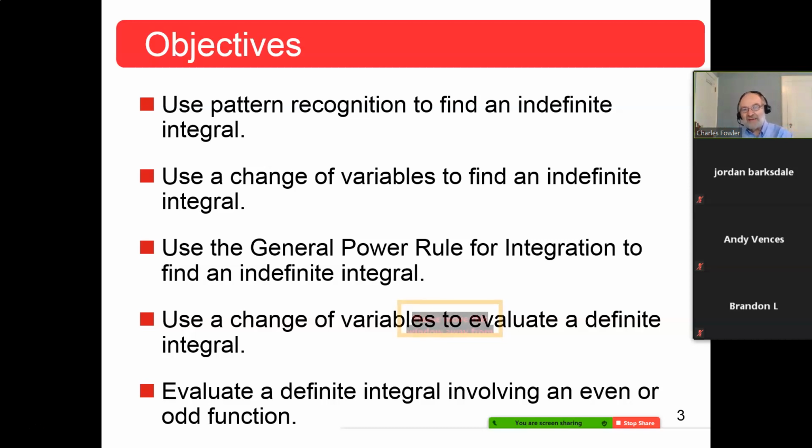And this pattern recognition, maybe it's worthwhile. These guys are supposed to know what they're talking about, but frankly to me, just jump on in and do substitution. Why do pattern recognition first to find the indefinite integral? But we'll do it. We'll use the change of variable to find the indefinite integral. That's our substitution. Okay, we'll use the general power rule for integration to find the indefinite integral using substitution again. So I don't know why they break them out this way. And then they'll say use a change of variables.